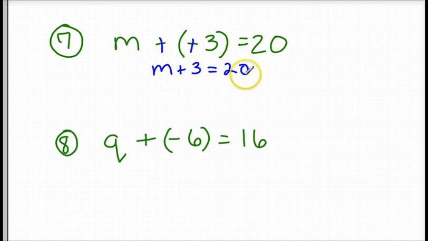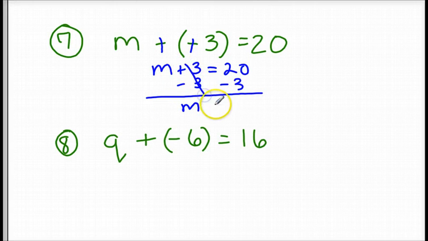Well, how do we solve addition equations? We subtract from both sides, because remember we're trying to isolate that variable, and we get m, this is 0, equals positive 17, because 20 minus 3 is 17.